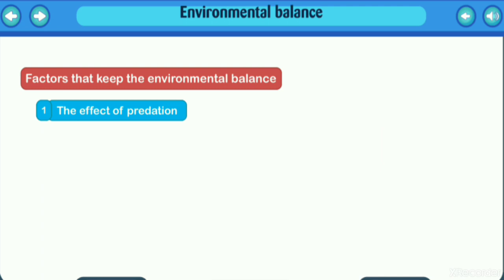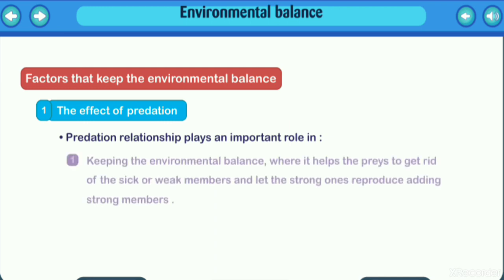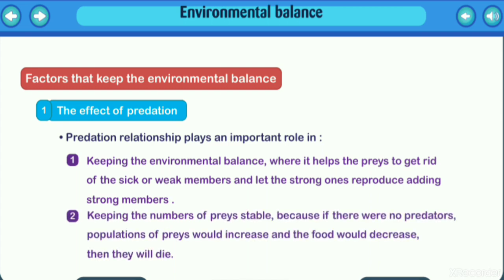Let's start with the effect of predation. Predation relationship plays an important role in keeping the environmental balance, where it, number one, helps the prey to get rid of the sick or weak members and let the strong ones reproduce, adding strong members. Number two, keeping the numbers of prey stable, because if there were no predators, population of prey would increase and the food would decrease, then they will die.